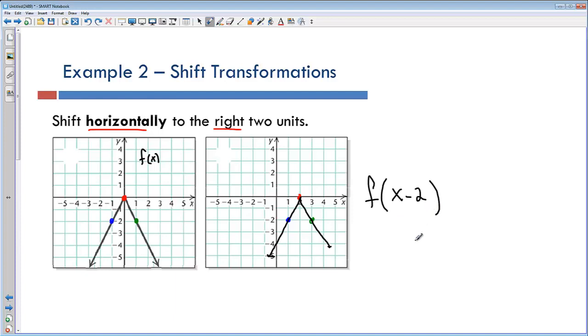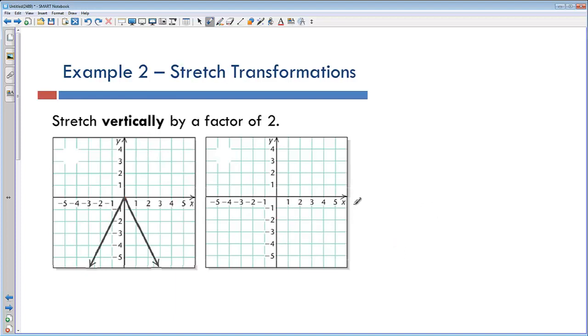All right, let's continue on, let's keep working with this, but remember the rule: if you work with the outside, everything's sort of fine, you're happy. If you work with the inside, you're a little unhappy because it's the opposite of what you think to do. So let's look at some stretches now. So here we're going to have a stretch vertically by a factor of 2.